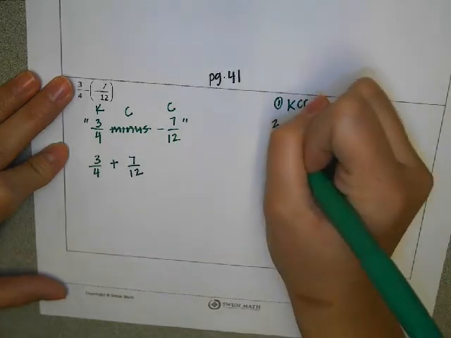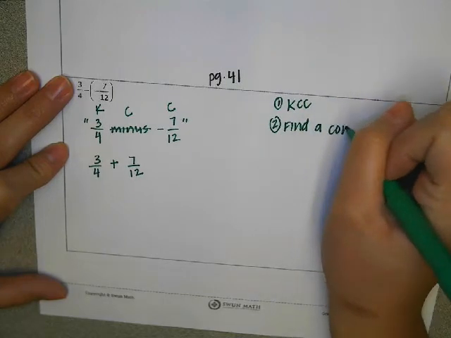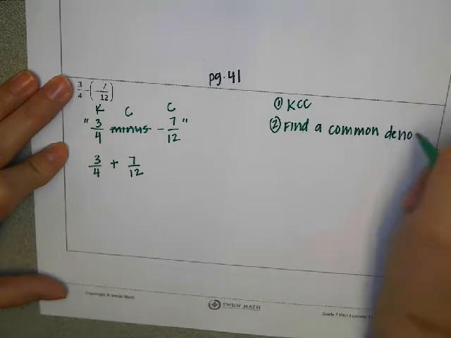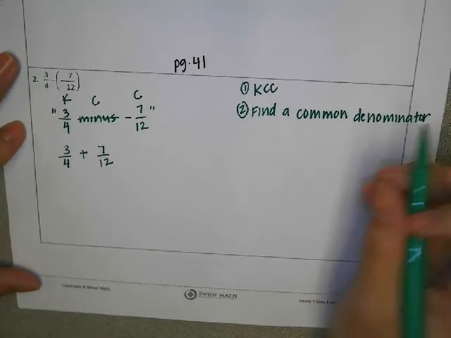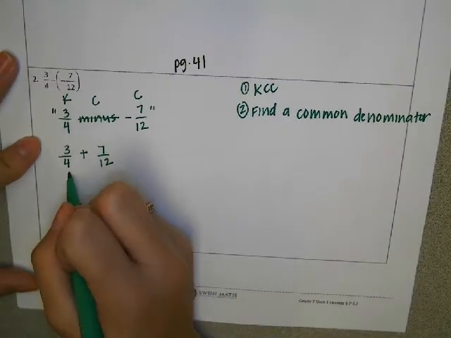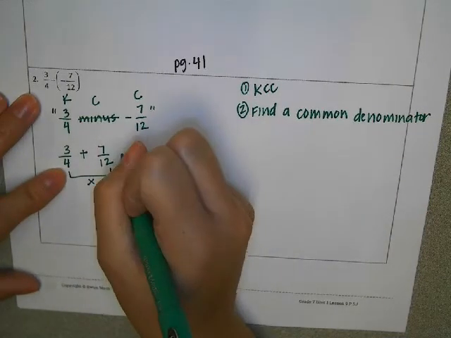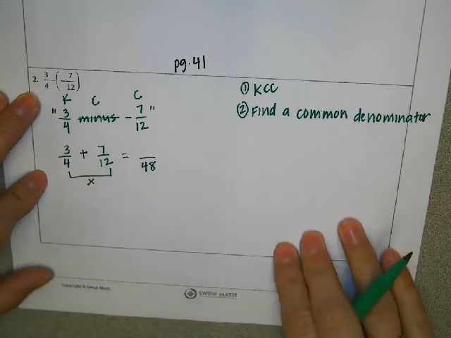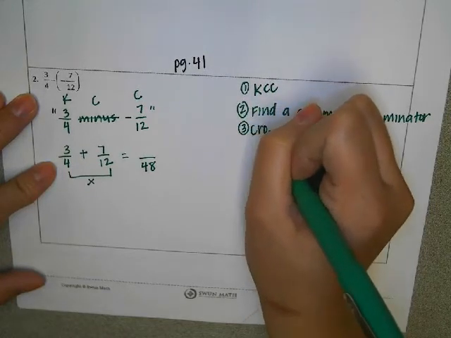From here, step 2 is going to be find a common denominator. So by doing a common denominator, you're going to multiply the denominators together. That's going to give me a 48. Then I'm going to cross multiply. So step number 3 is cross multiply.